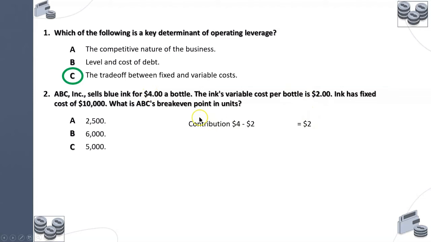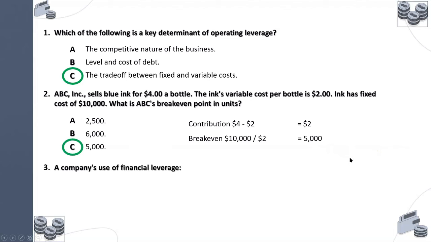variable cost. That means each unit sold will contribute $2 towards the fixed cost of 10,000. How many units I need so that I reach 10,000 is 5,000 by dividing 10,000 by the contribution. So the answer is clear, number C.